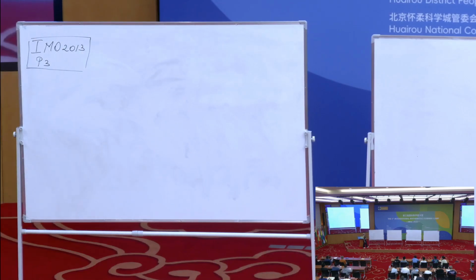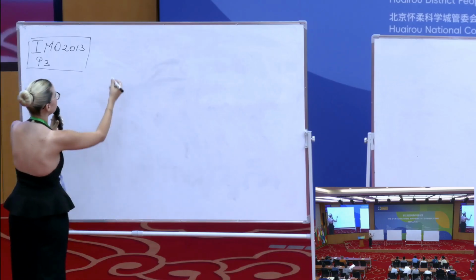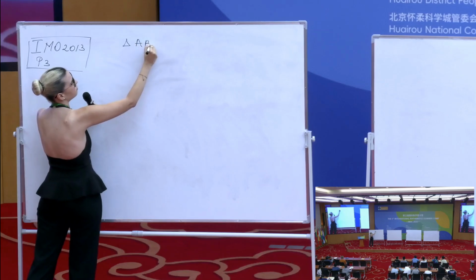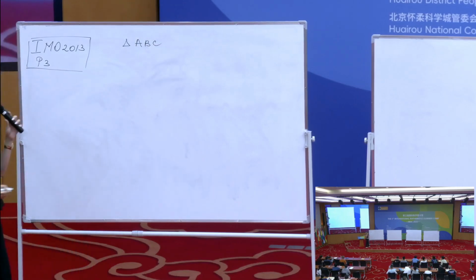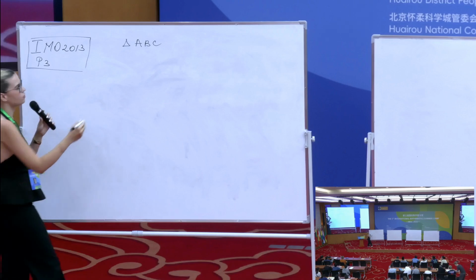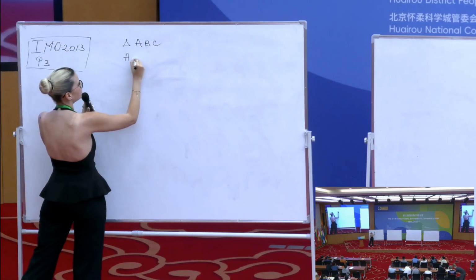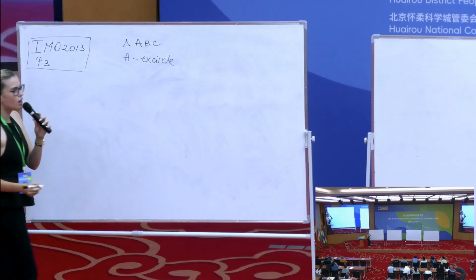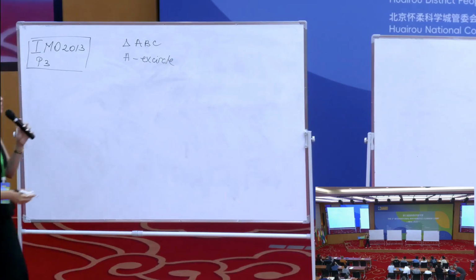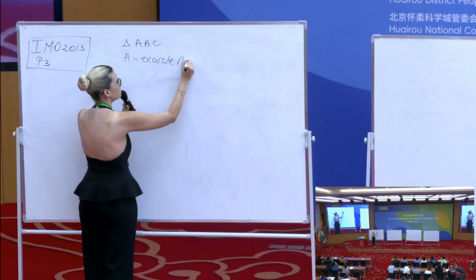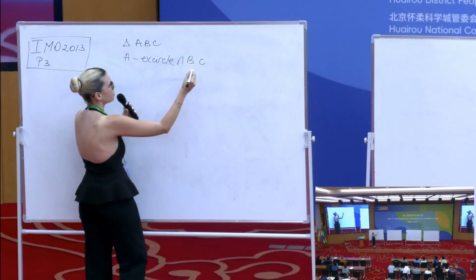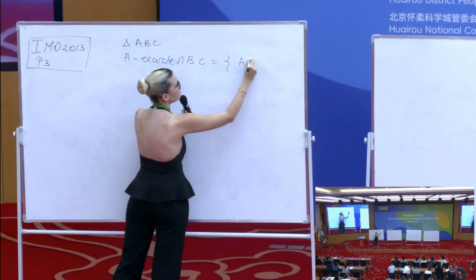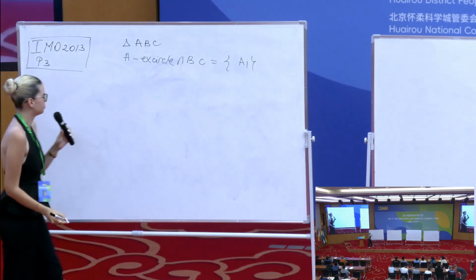All right, so let's see what the problem tells us. You have a triangle ABC, and you're going to consider the excircles of the triangle. You are interested in the tangency point with the side BC. So the A-excircle touches the side BC in a point that we're going to call A1.